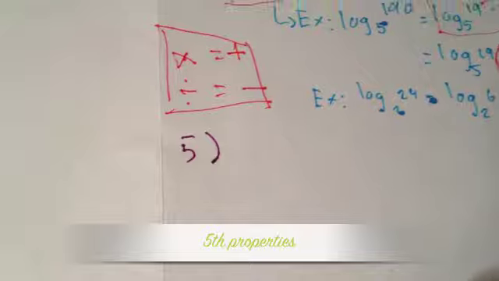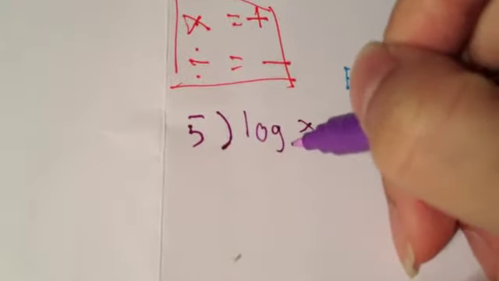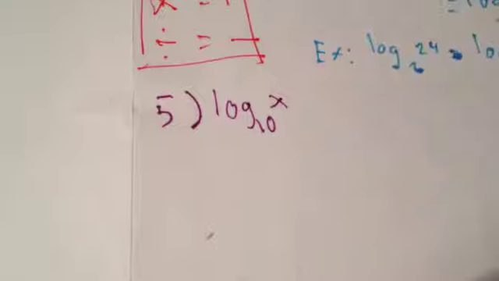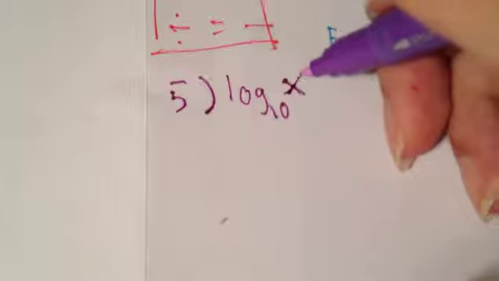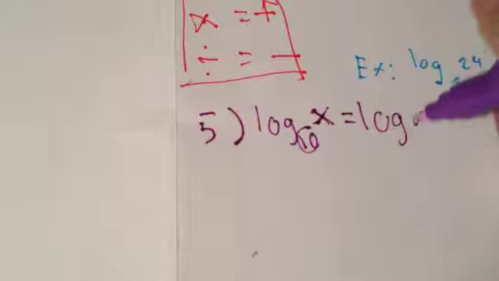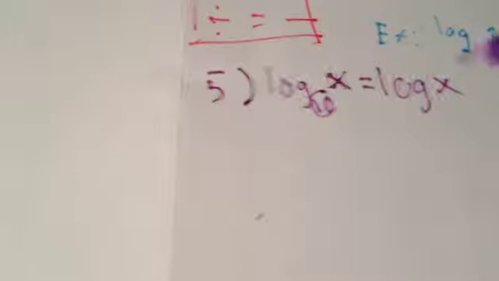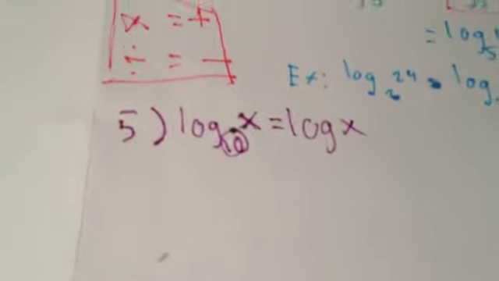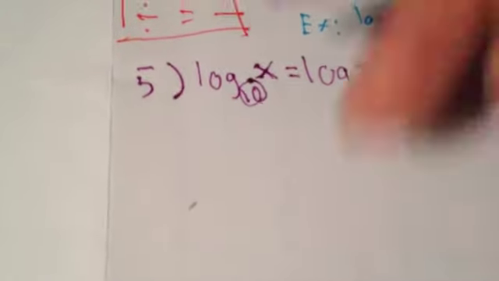The property 5 states that log x in base 10 is equal to log x, no base. You don't have to put base. Why? Because the common log is log in base 10. Always log x in base 10.